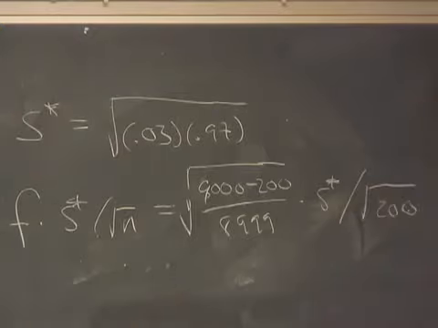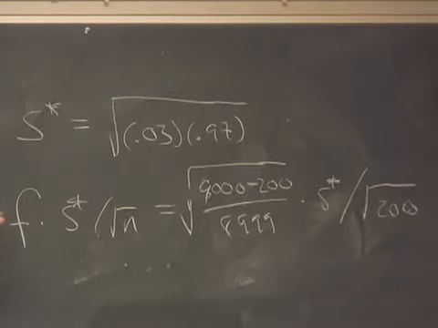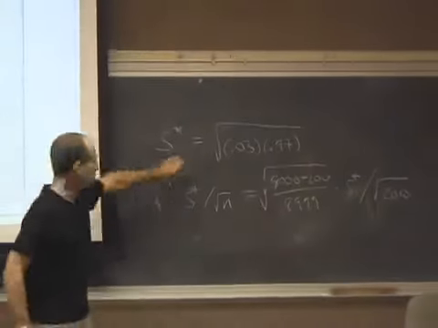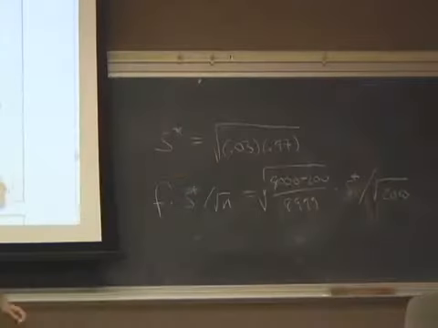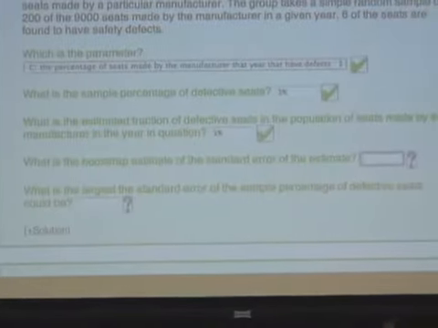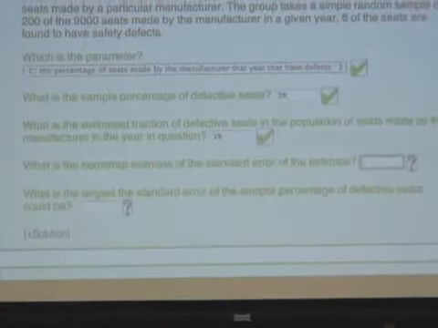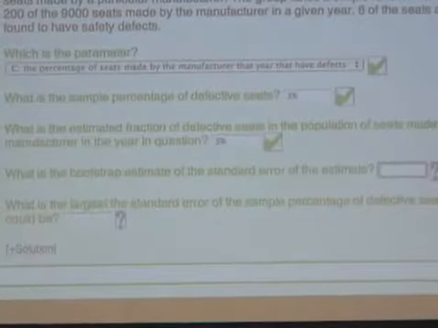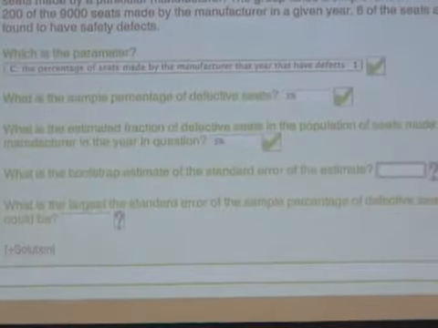All right, so this would be our bootstrap estimate of the standard error, starting with the bootstrap estimate of the SD of the box. And what's the largest that the standard error, that sample percentage of defective seats, could be? The largest standard error could be. The largest the standard error could be for the sample percentage for this sample, this story.